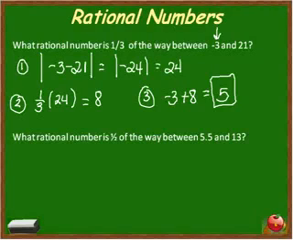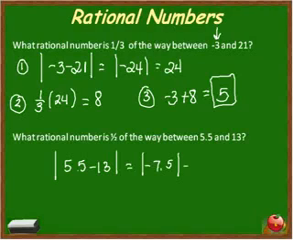So you may want to pause, try the next one. We're going to be doing what rational number is 1/2 of the way between 5.5 and 13. So you can pause and try it on your own and then come back for the answer. We're going to, again, subtract, find the distance. So it'll be 5.5 minus 13, which gives me -7.5. So I'm doing the absolute value of -7.5, which is positive 7.5.